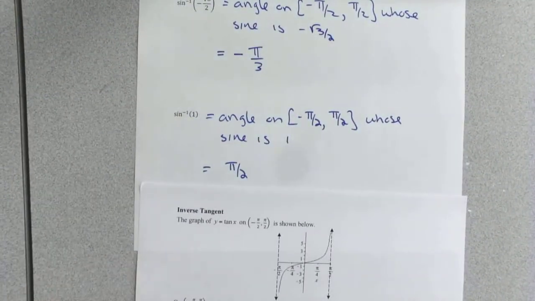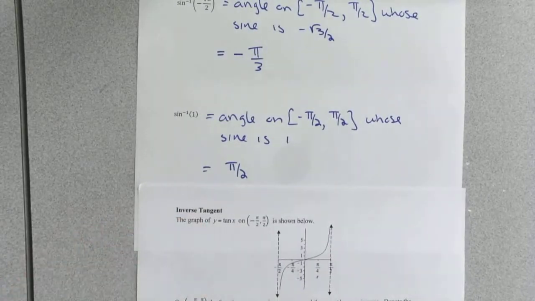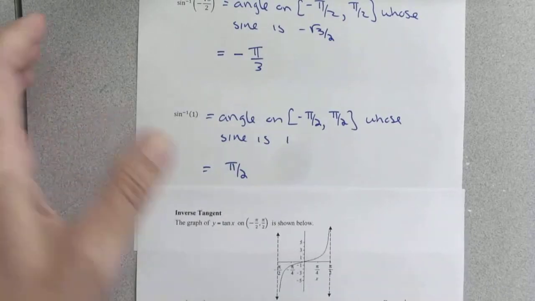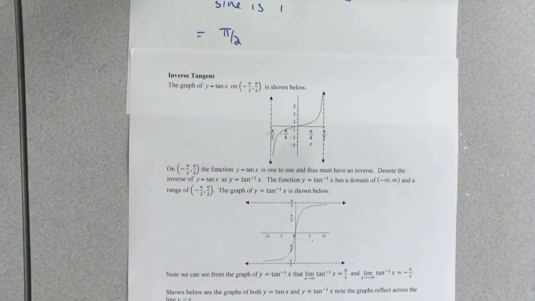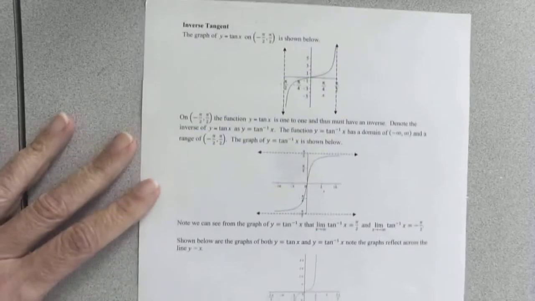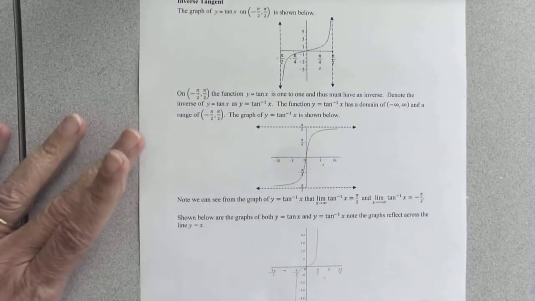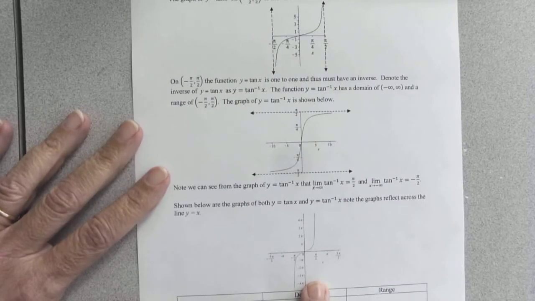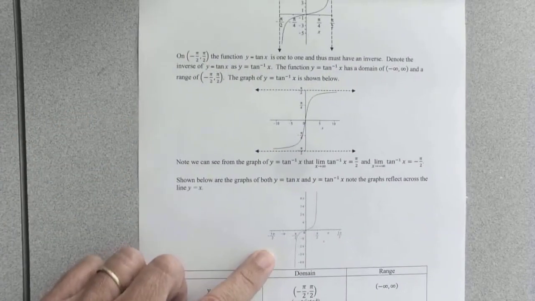Okay, moving on to inverse tangent. So there's my graph of tangent on negative pi over 2 to pi over 2. Notice it's an open interval, because at negative pi over 2 and pi over 2, tangent is undefined. On that interval, it's 1 to 1, so there does have to be an inverse. We can find the inverse graph by just flipping it across the line y equals x. And you can't even see that there. That's a horrible graph. I should do that better.